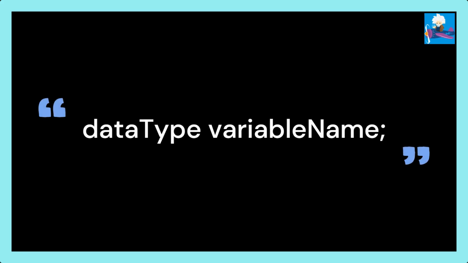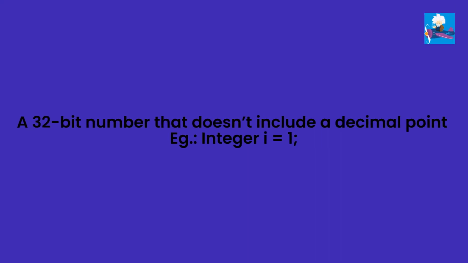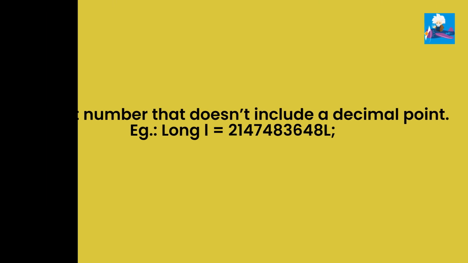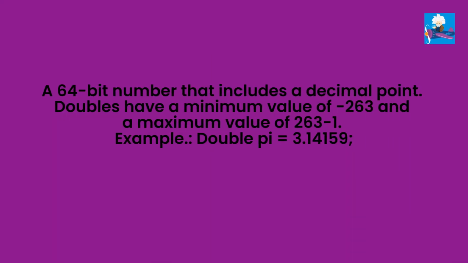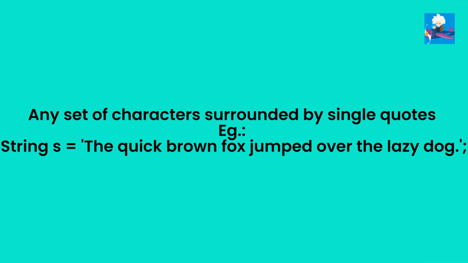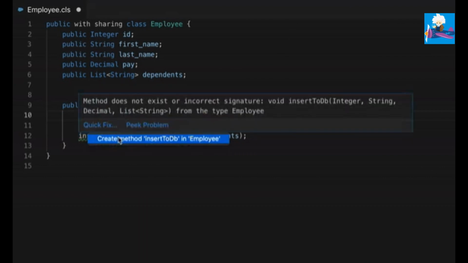In Apex, you can declare variables using the following syntax. For example, to declare an integer variable, you would use the following code. Apex supports the following primitive data types. Integer, 32-bit signed whole number. Long, 64-bit signed whole number. Decimal, floating point number with up to 18 decimal places. Double, floating point number with up to 15 decimal places. Boolean, true or false value. String, sequence of characters.